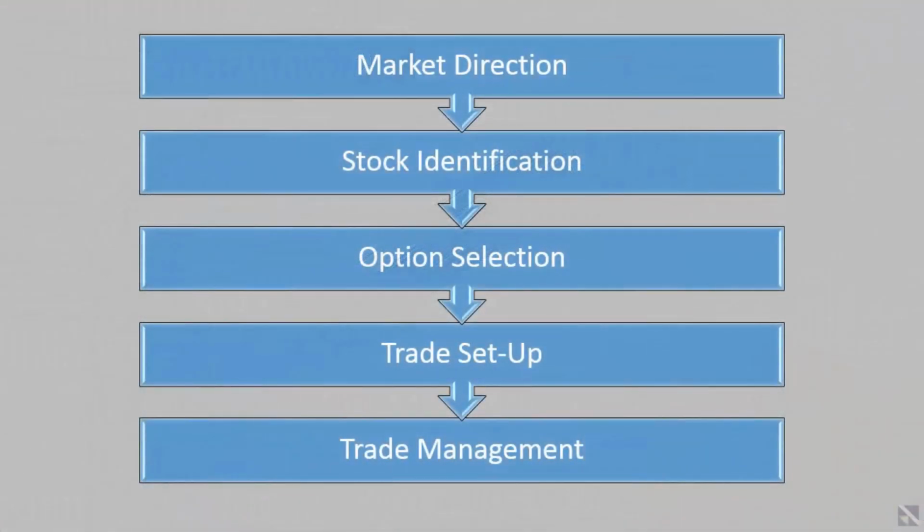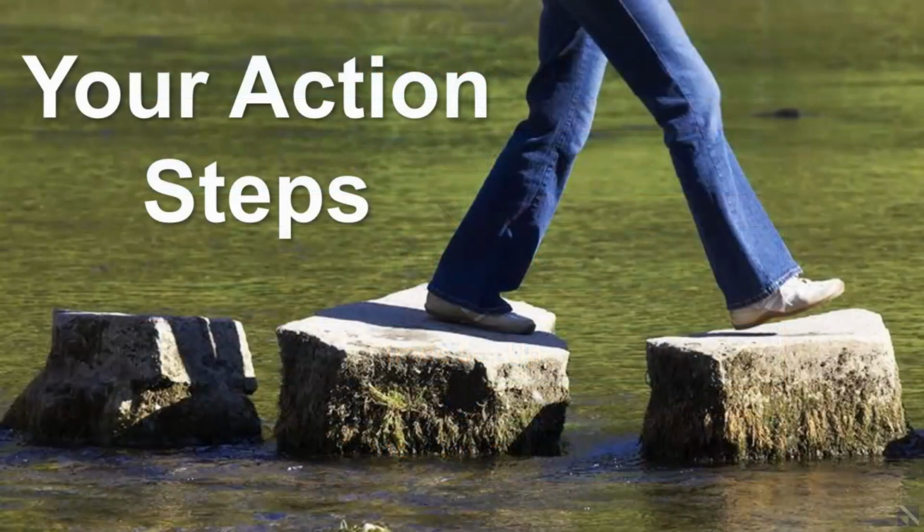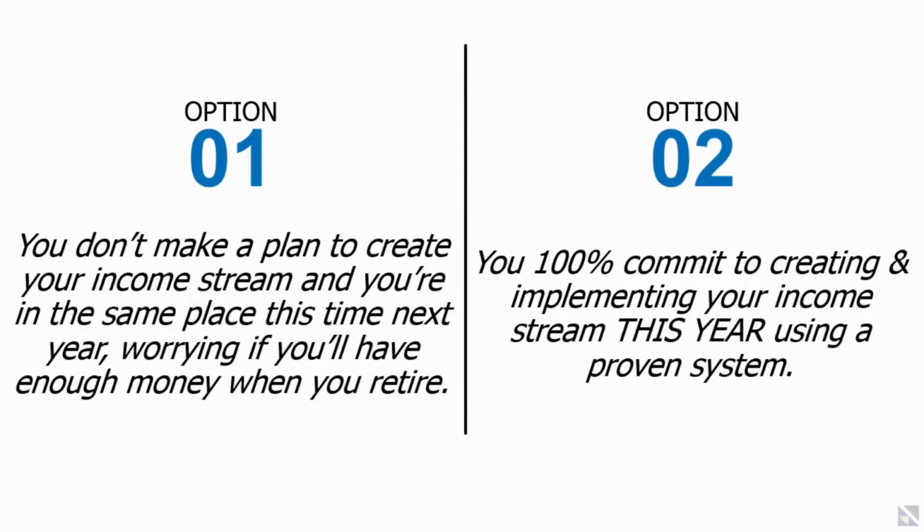Now, today, we looked at how to identify the right stocks for your option income trades. That is only one part of your option income system. Let's talk about your action steps right now. The way I see it, you have 2 options. Option number 1, you don't make a plan to create your income stream, and you're in the same place this time next year, worrying if you're going to have enough money when you retire. Option 2 is you 100% commit to creating and implementing an income stream this year using a proven system.